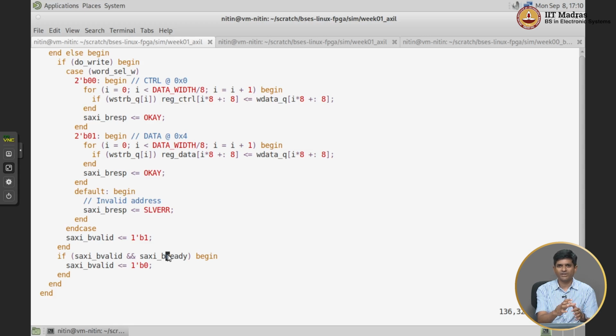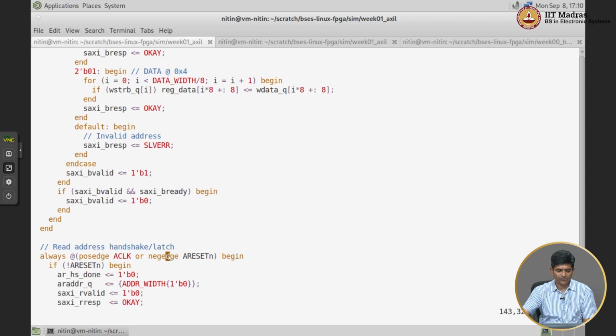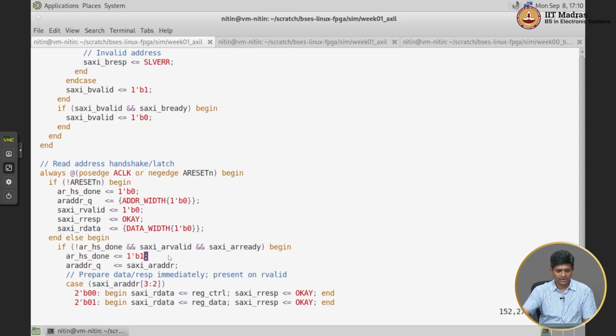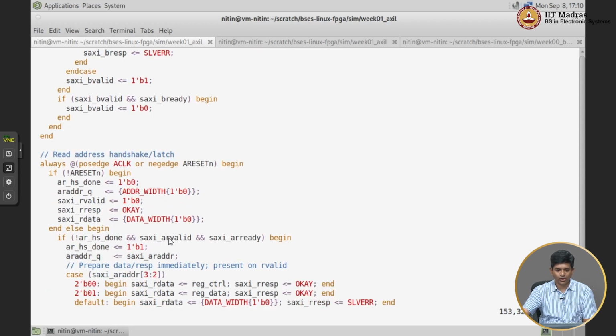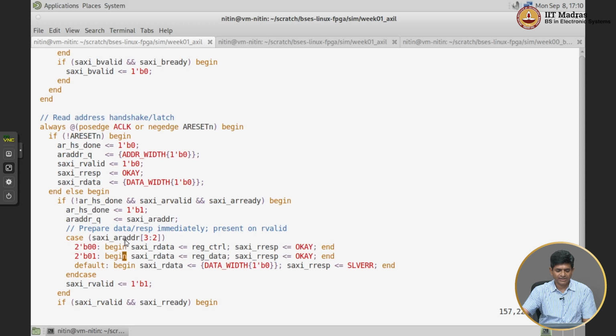In other words, if you look at this code and you look at the waveforms that we discussed earlier, you should be able to relate each step of this with some part of the waveform of the transactions that are happening out there. There is also of course the question of what happens in case of reading, and it is very similar. It once again looks for the address read ready valid signals. It takes the actual address, and if the address was 0, it returns the value of reg control by putting it into R data and sets the response to OK.